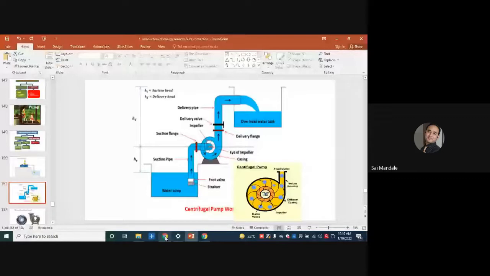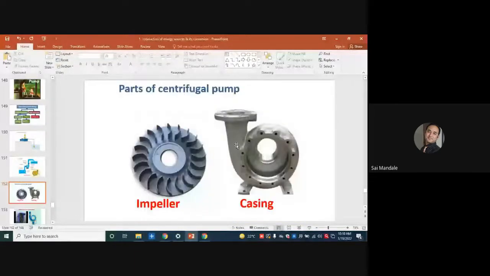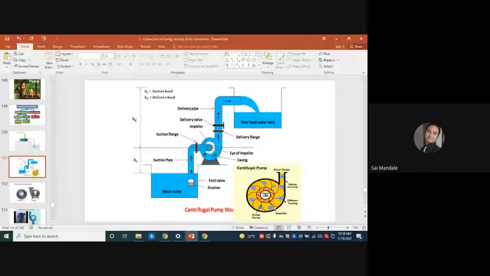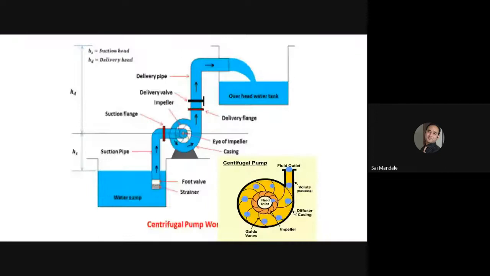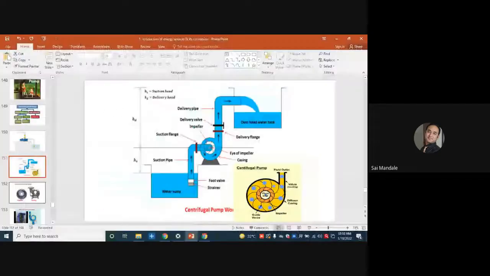I guess the working of the centrifugal pump is clear to each one of you. Let's have a look at the parts of this pump. This is the impeller, which is fixed into the casing. This is a volute type of casing.